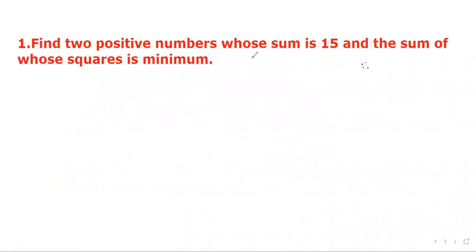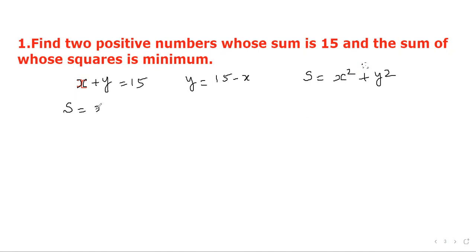Question number 1. Find two positive numbers whose sum is 15 and the sum of whose squares is minimum. So, we write x plus y equal to 15, from where y equal to 15 minus x. Suppose we write the sum of squares as S, that is x square plus y square. This is to be minimized. So S equal to x square plus (15 minus x) whole square.